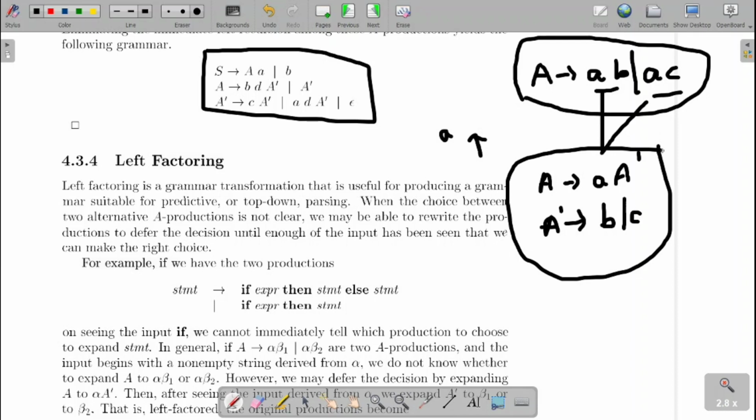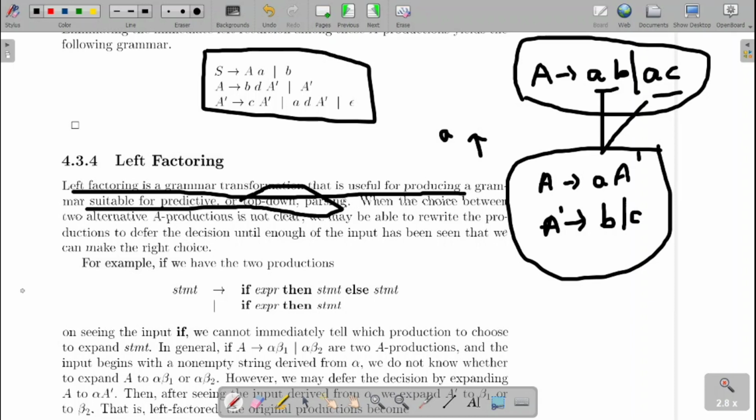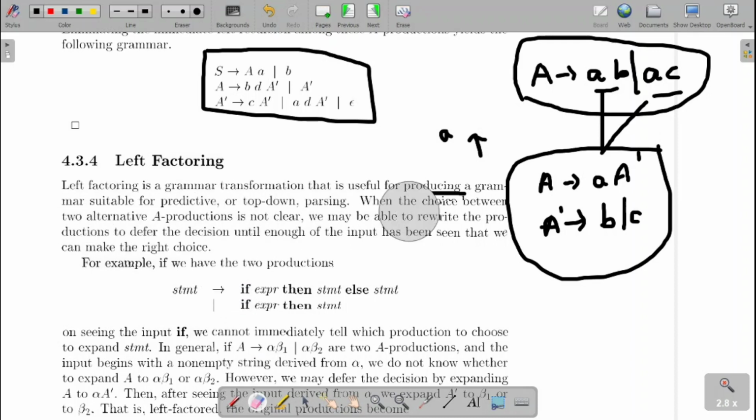If you go with our textbook definition, left factoring is a grammar transformation that is useful for producing a grammar suitable for predictive or top-down parsing. When the choice between the two alternatives is not clear, that's what happened over here. Whether I should go with this AB or the AC is not clear. Just by looking at the next symbol, I can't decide. Then we may be able to rewrite the production to defer the decision until enough input has been seen.